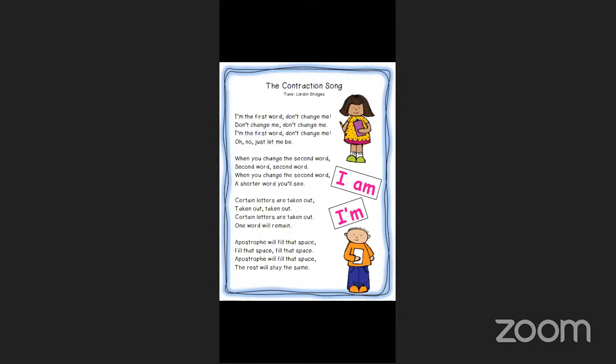Right. Did you get any idea? If you don't understand the lines, just look at the two words. I am, I'm. And look at the title of the poem. Okay, look at the title, son. You can guess what our lesson is. Yes, the contraction song. Very good. It's a song about contractions. And look at the two words, I am, I'm. What are contractions?